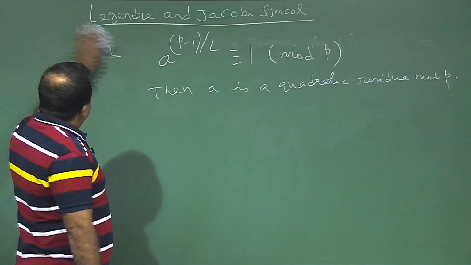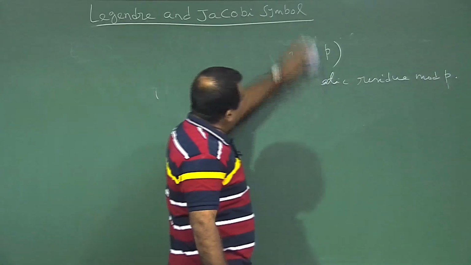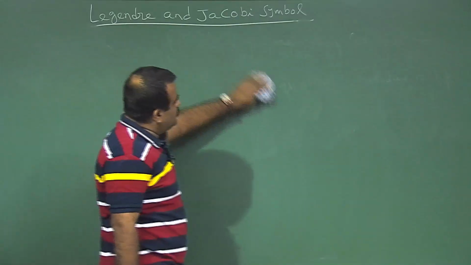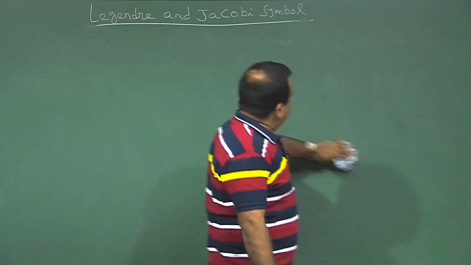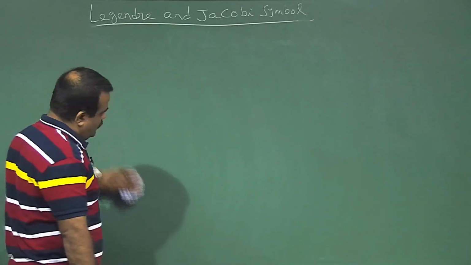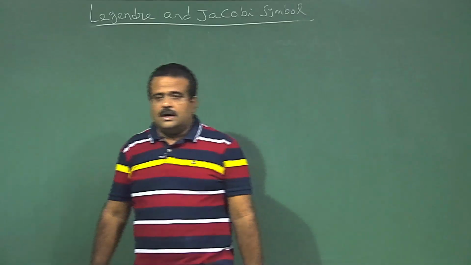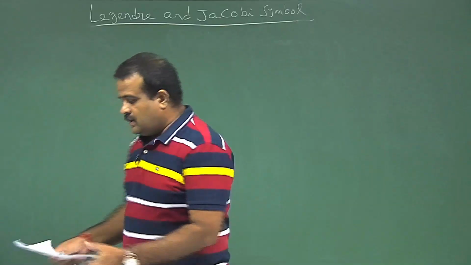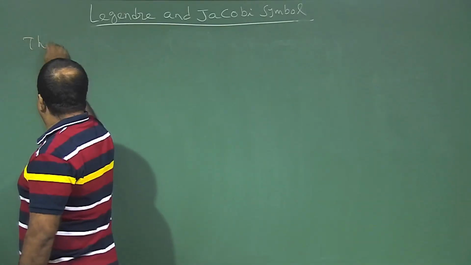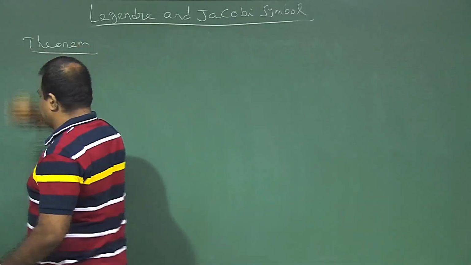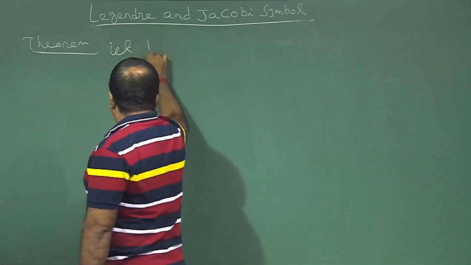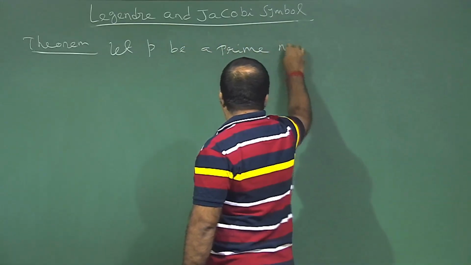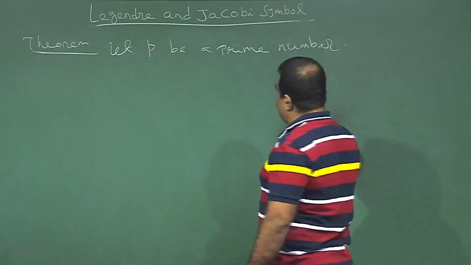So, now today, before defining these two symbols, let us talk about how many quadratic residues and quadratic non residues there are. This is by a theorem. This theorem is telling, let P be a prime number. We are not considering 2, so this is an odd prime.